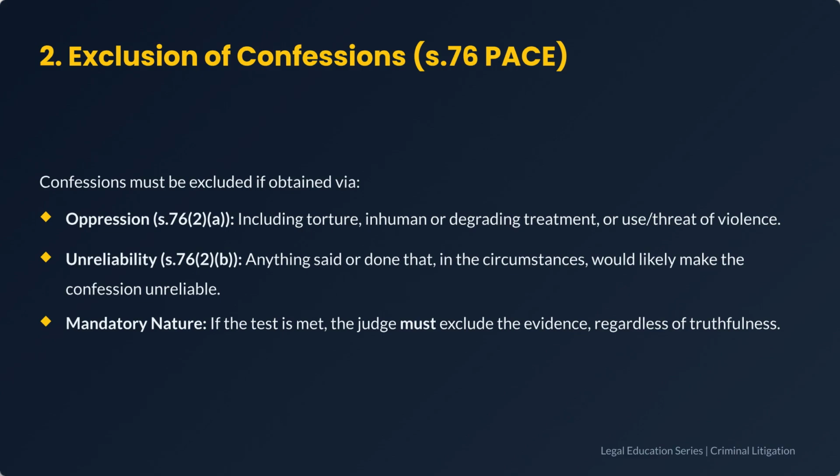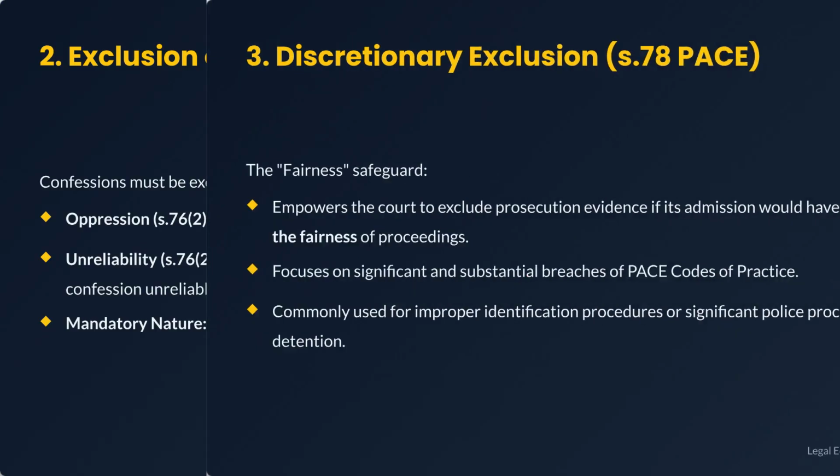The prosecution bears the legal burden to prove beyond reasonable doubt that the confession was not obtained by these methods. This is a mandatory rule, not a discretionary one. If the prosecution cannot meet this high burden, the court must exclude the confession, regardless of its potential truthfulness, to uphold the integrity of the justice system.